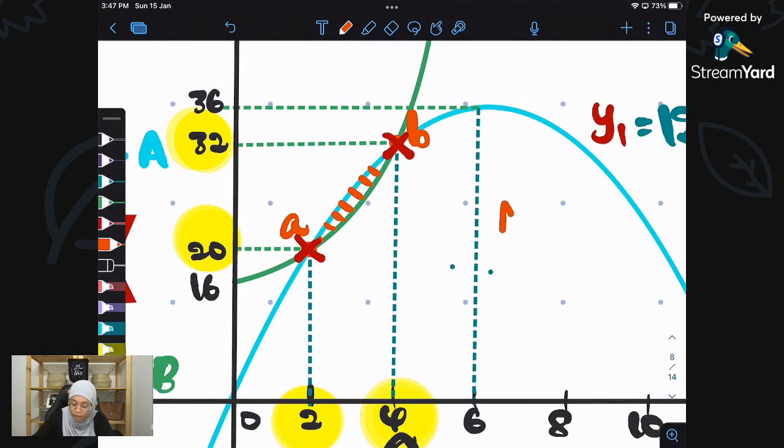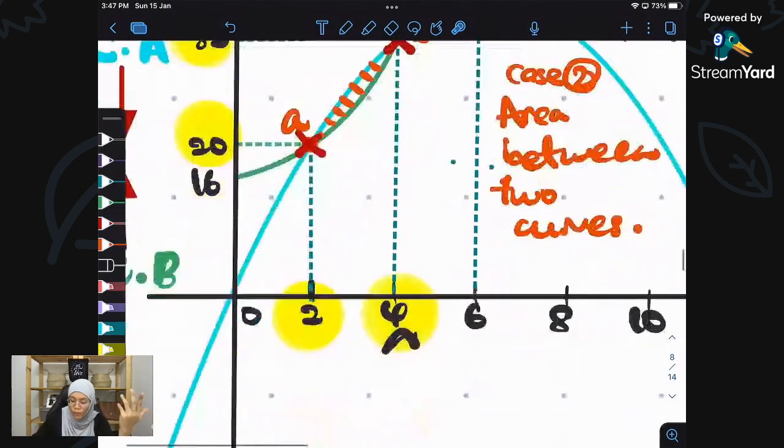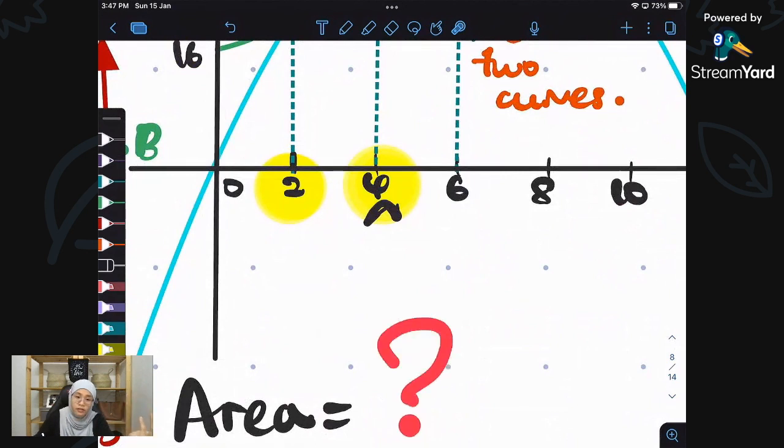Kenapa? Sebab dia kata find the area. Case number 2 shows us that we need to find the area between two curves. So the area of the region, of course, is between these two curves. The middle region here is the area of the region that we want. Therefore, you shade the region first, then you think, how do I find the area? So how do we find the area now?